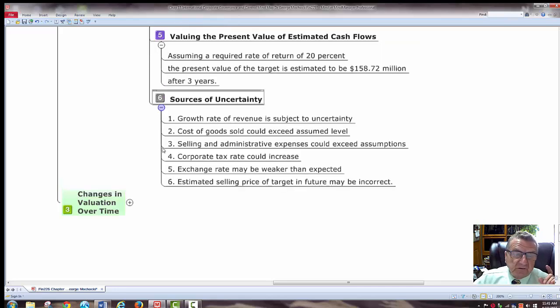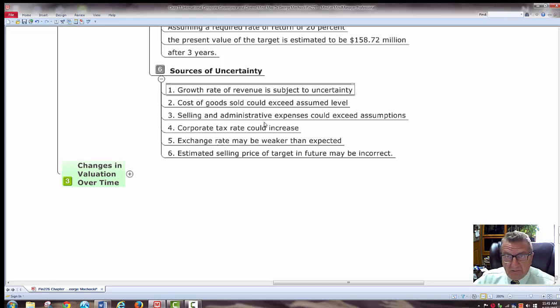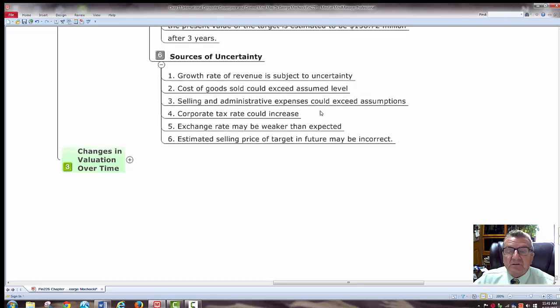Now, sources of uncertainty: the growth rate of the revenue is subject to uncertainty. I'm assuming it's going to be consistent if all these other factors are constant. Cost of goods sold could exceed the assumed level. There's always that assumption. Selling and administrative expenses could exceed assumptions. These are my best guess. Corporate tax rates could increase. There's always something depending on what's happening in the environment. Maybe not necessarily. I'm looking at some kind of increase, but is it a consistent increase? Is it easy for me to map, or is it going to be from one extreme to the other? I have to look at that.